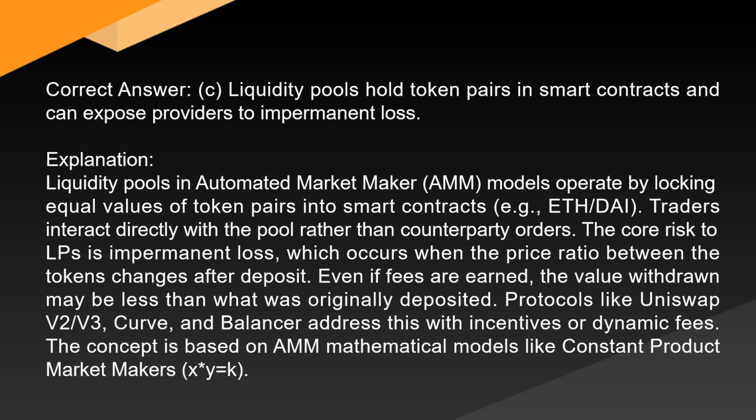The core risk to LPs is impermanent loss, which occurs when the price ratio between the tokens changes after deposit. Even if fees are earned, the value withdrawn may be less than what was originally deposited. Protocols like Uniswap v2, v3, Curve, and Balancer address this with incentives or dynamic fees.